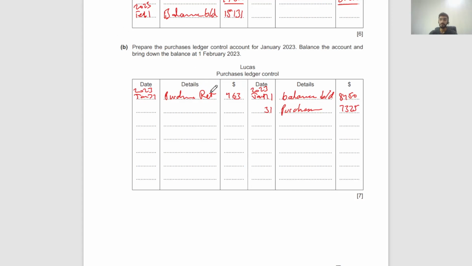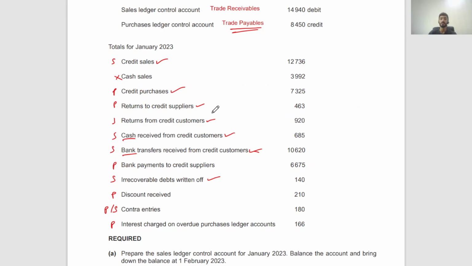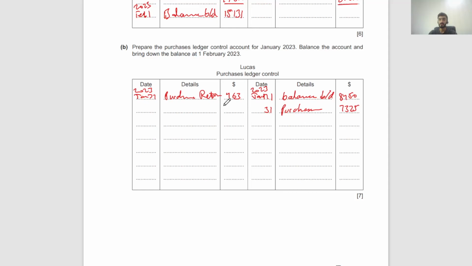Okay, write the full thing in the exam. No shortcuts, no short forms. Next, just jump to this one. Bank payments to credit suppliers. Imagine paying your suppliers. That will reduce your liability. When liabilities reduce, they are debited. 6675. We paid through bank.